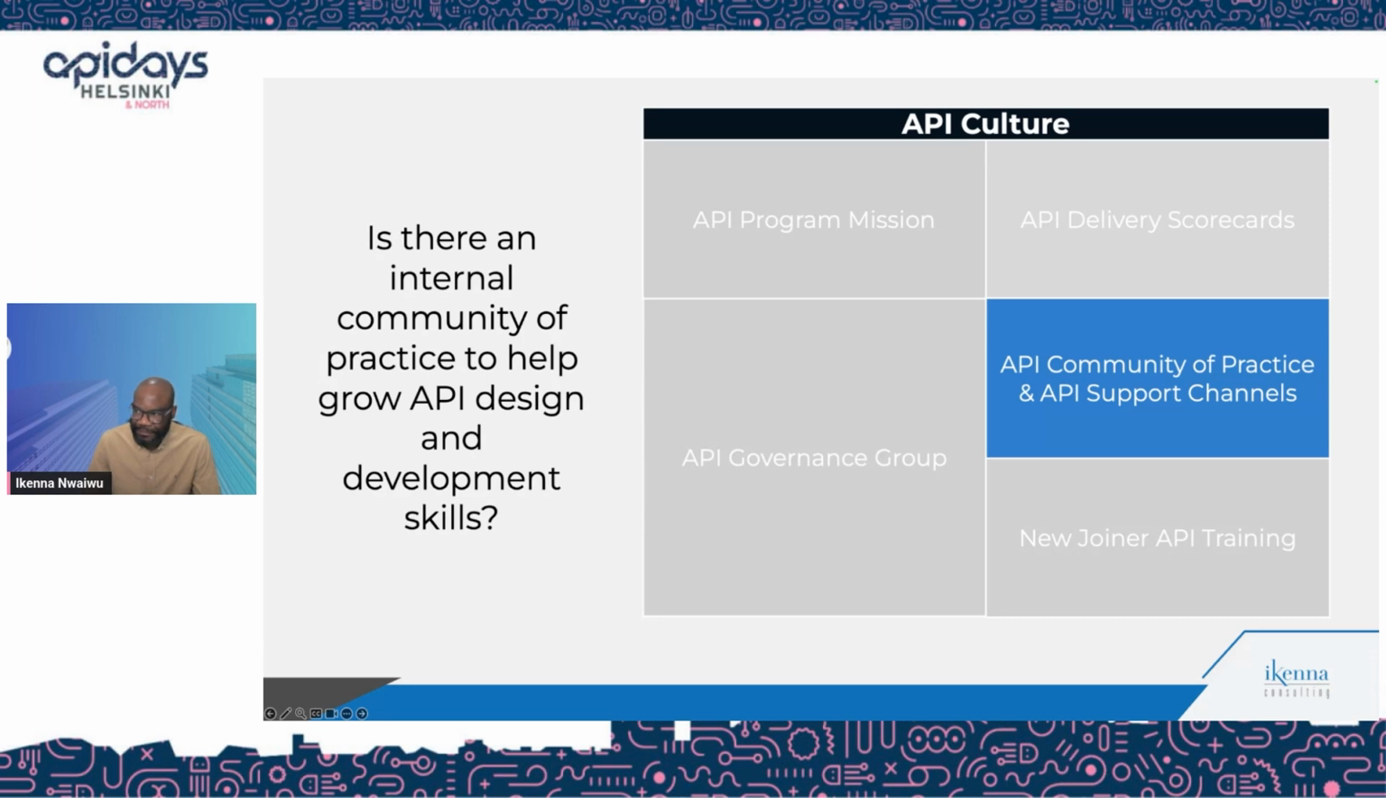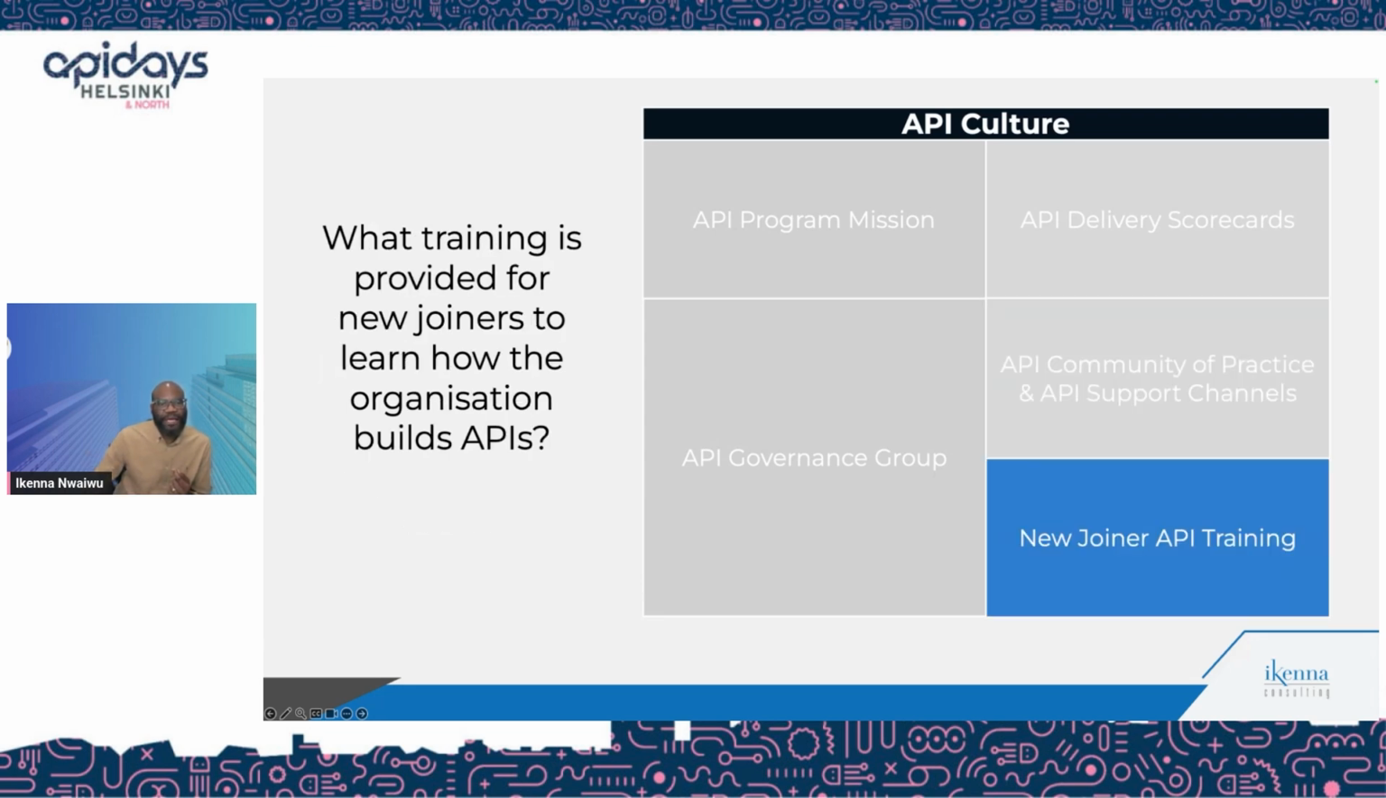Another thing in the box is the API community of practice. Is there an internal community of practice to help grow the API design and development skills of the members of development teams, and also provide them with support channels if they have API standard-related questions? We also provide new joiner training. New joiner API training is an important part of that API culture box, so we ask the question: what training is provided for new joiners to learn how the organization builds APIs?